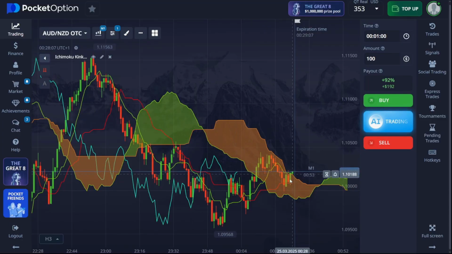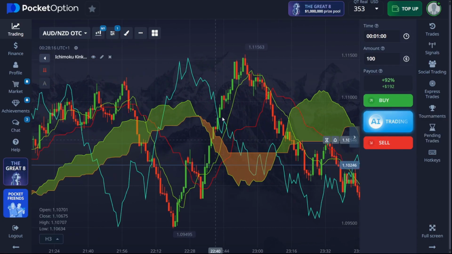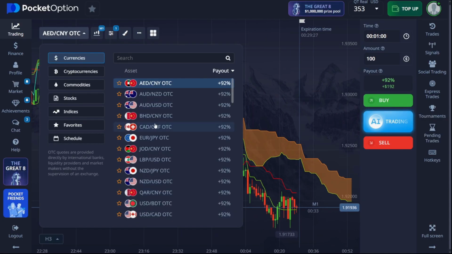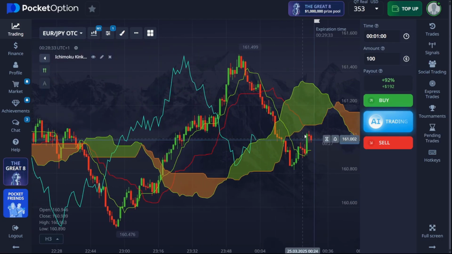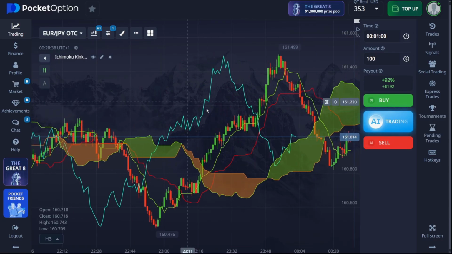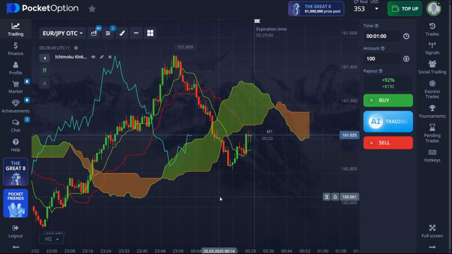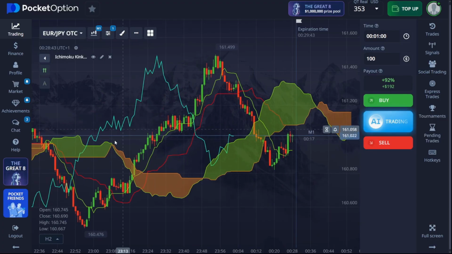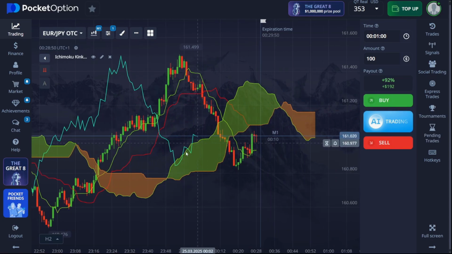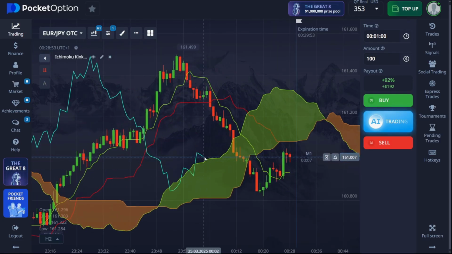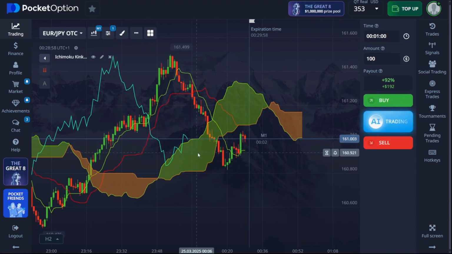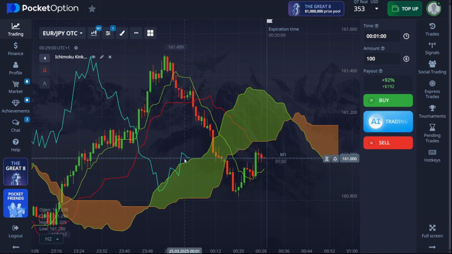Let's check another pair. Ideally, it should be outside the cloud, like here. It just exited and the trend continued upward. Note: the turquoise Chikou span line simply follows the price but shifted left. How do we use it? Simple. We need to make sure it's outside the Ichimoku cloud. If, like in this example, it's inside, that's a bad signal. In such cases, it's better to skip the trade and find another pair.